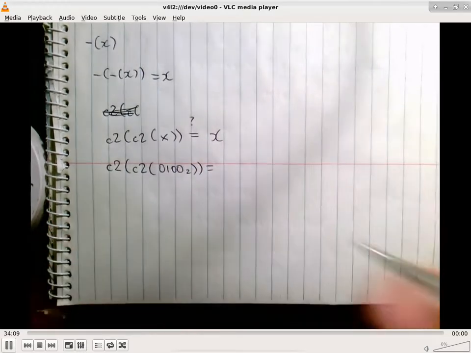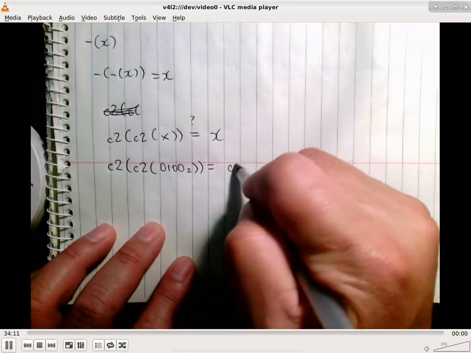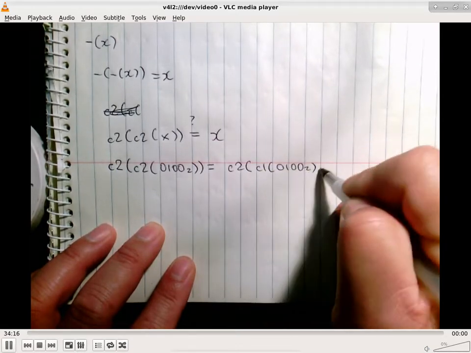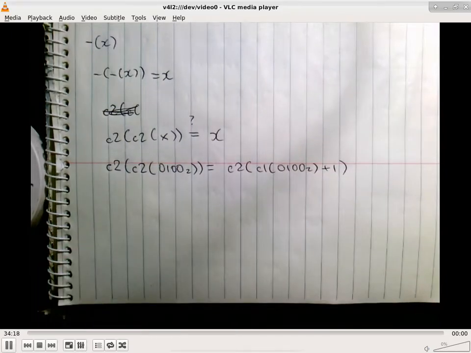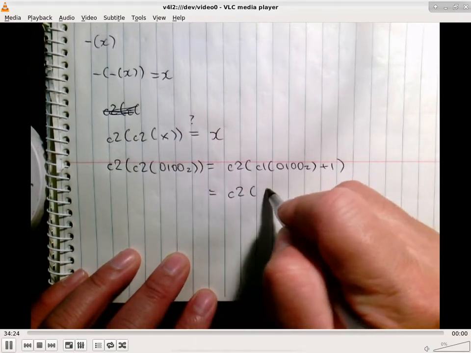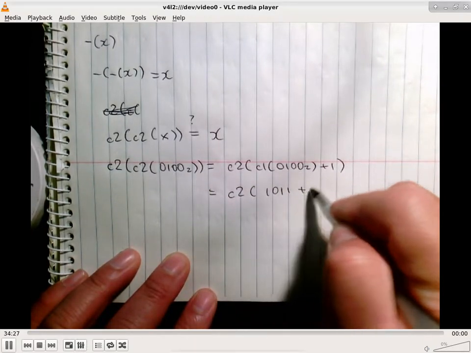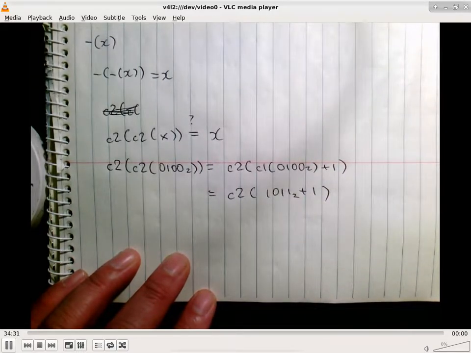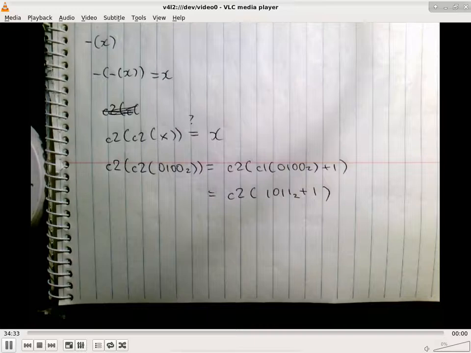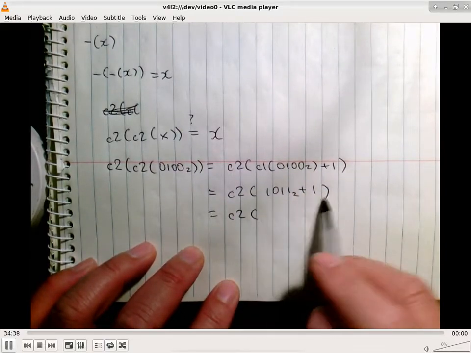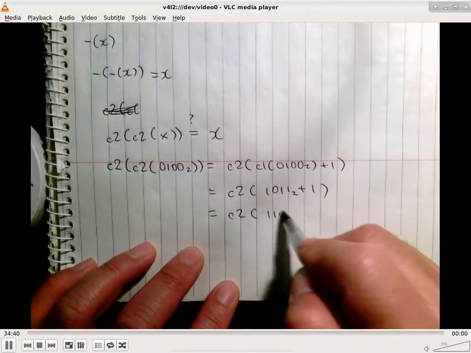Okay, so we'll work on this one step at a time. This becomes C2 of C1 of the same bit pattern plus 1. Is that okay? I'm just expanding the C2 in the center. So that becomes C2 of 1011 plus 1, right? Because C1 is just bitwise not. We turn all the zeros into ones, we turn all the ones into zeros. And after you perform the addition, you get 1100.